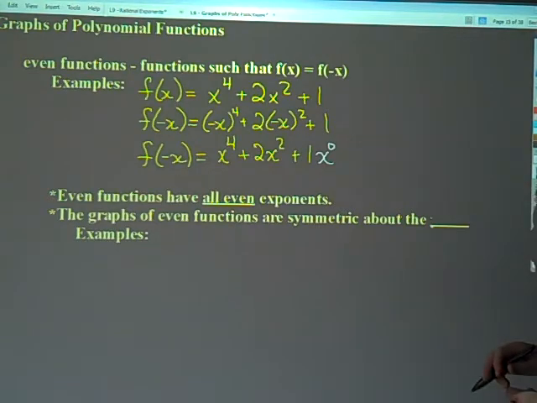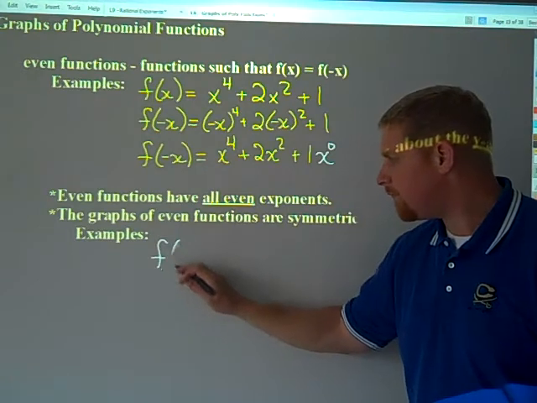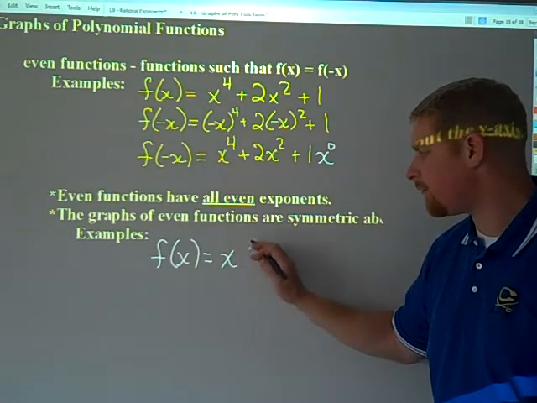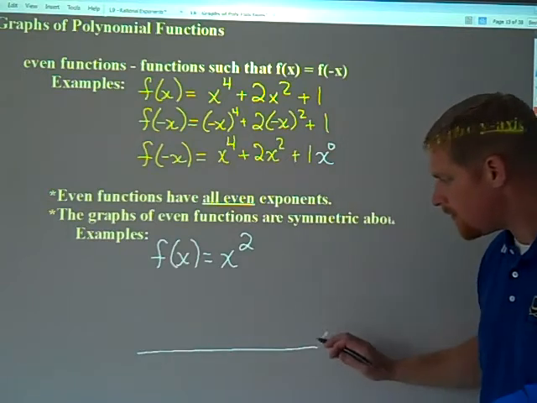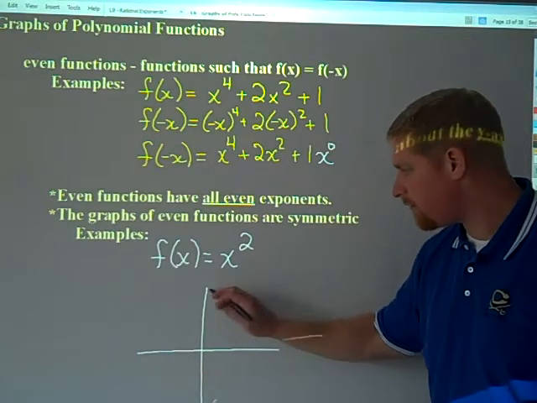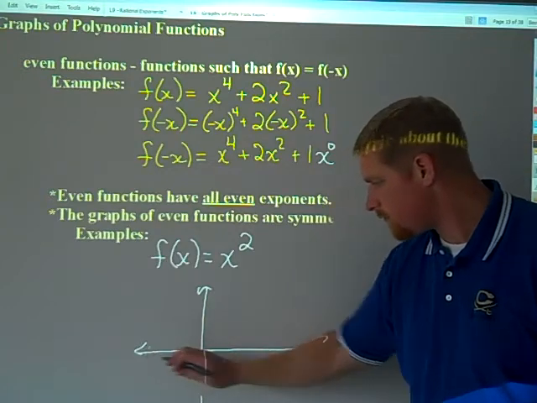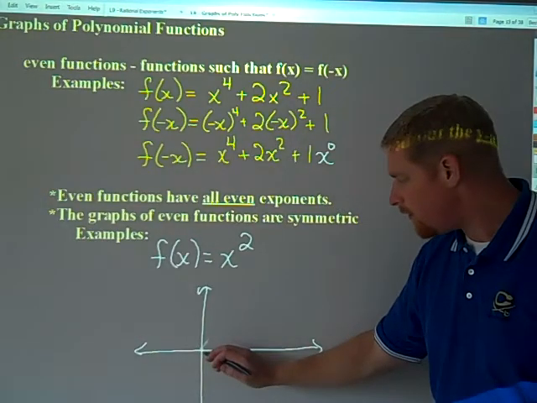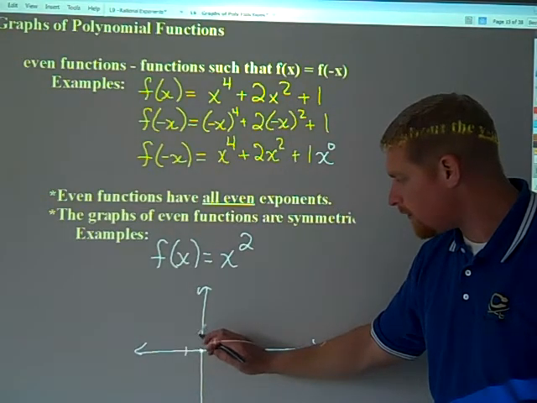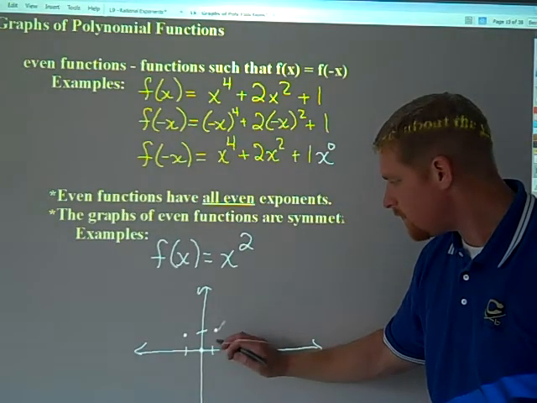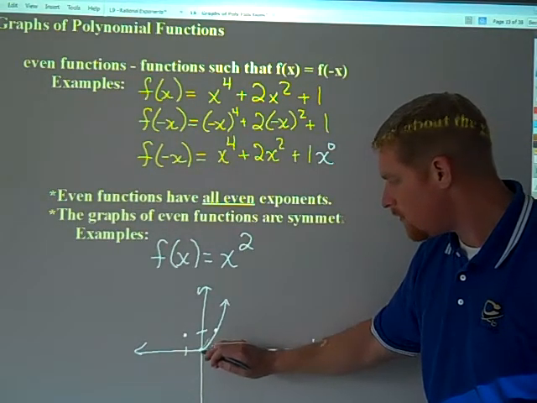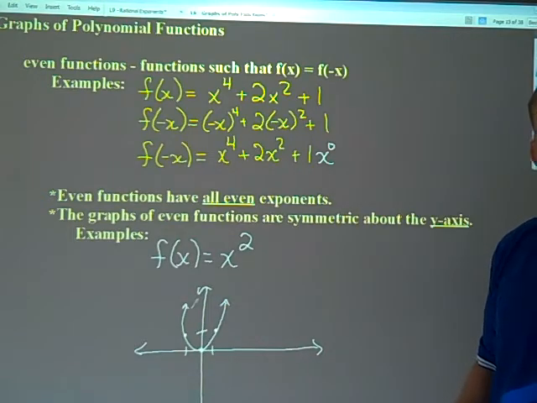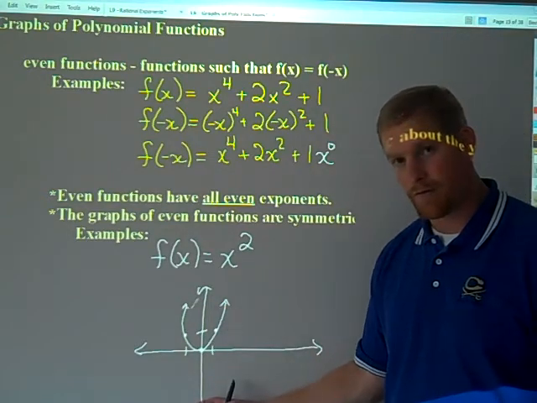One great thing about the graphs of even functions is that they are symmetric about the y-axis. One very simple example of that would be f of x equals x squared. This is the basic function for quadratics. It is even, and so therefore it would be symmetric about the y-axis. And you know that from graphing a quadratic, it would look something like this, where it is symmetric about the y-axis.